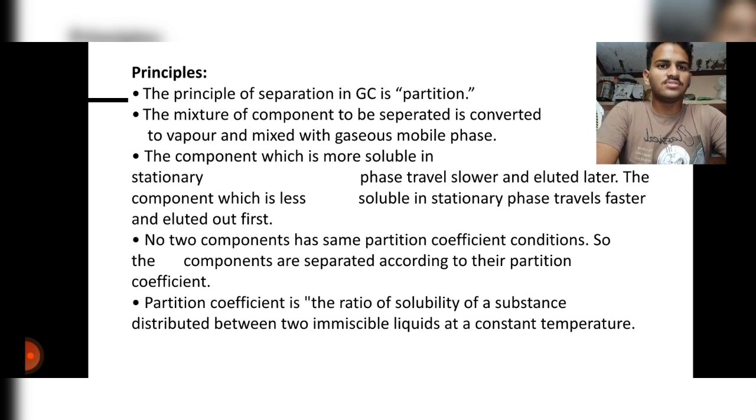Principles: the principle of separation in GC is partition. The mixture of components to be separated is converted to vapor and mixed with gaseous mobile phase. The component which is more soluble in stationary phase travels slower and is eluted later. The component which is less soluble in stationary phase travels faster and is eluted out first. No two components have the same partition coefficient under the same conditions, so the components are separated according to their partition coefficient. Partition coefficient is the ratio of solubility of a substance distributed between two immiscible liquids at a constant temperature.